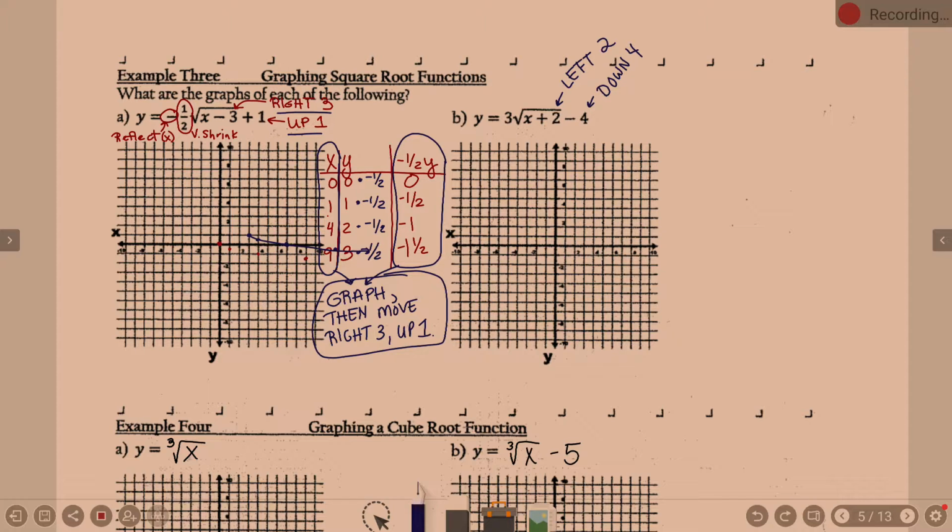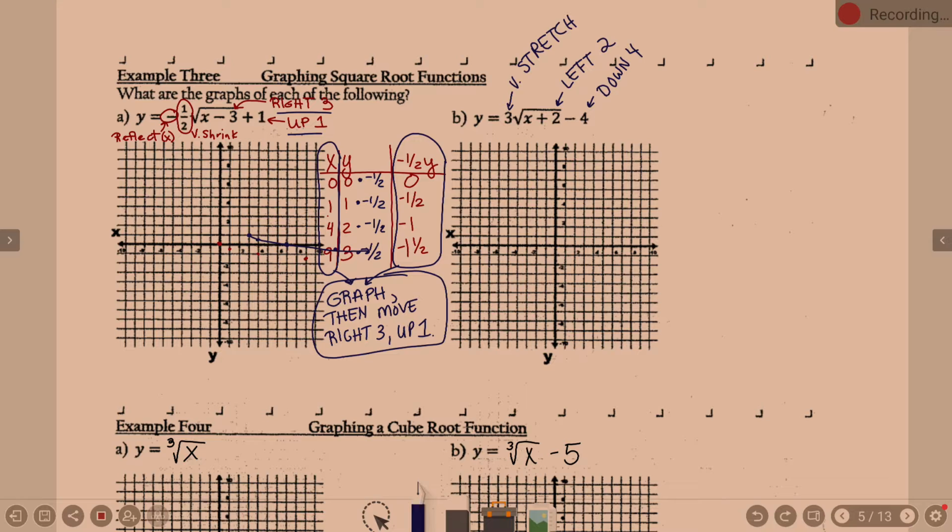I don't know if I heard anyone else say the other one. I think you guys all got quiet on the other one. Stretch of 3. Officially, because I like to be specific here, I am going to say it's a vertical stretch of 3. What I'm going to encourage us to do is to multiply to get our stretch of 3, and then we'll move those points left 2, down 4.